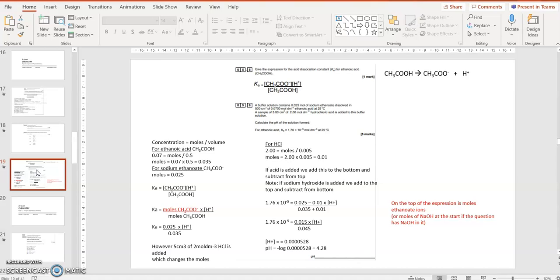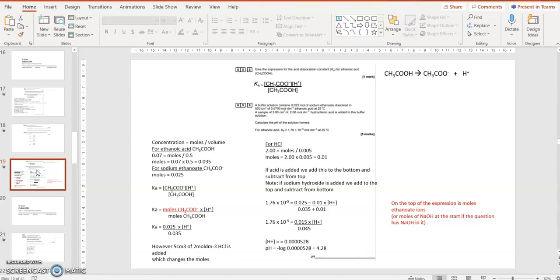5 cm³ of 2 mol/dm³ hydrochloric acid is added to the buffer, and that's going to mess up our number of moles. What do we do? Well, we work out the number of moles of hydrochloric acid: 5 cm³, 2 mol/dm³. We're working out the number of moles because I've been given a concentration and volume. Get the volume into dm³, and work out the number of moles: 0.01 moles of hydrochloric acid.